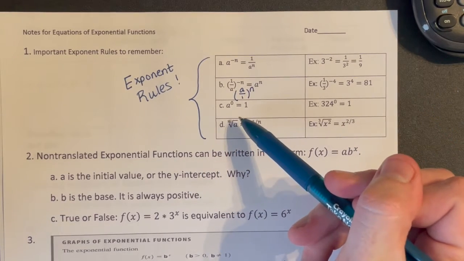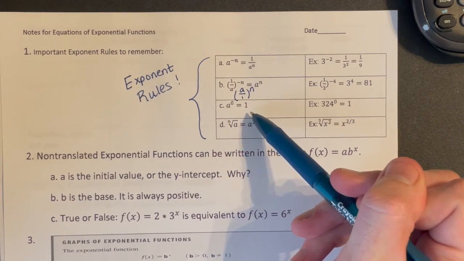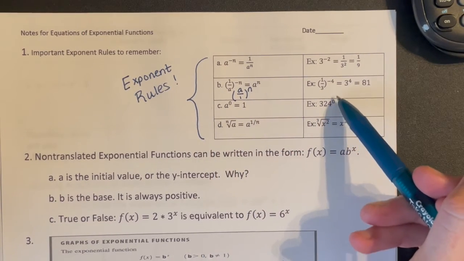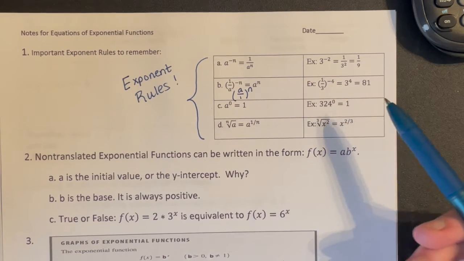The third property, we have anything to the 0 power is always 1. Doesn't matter what the base is. So this 324 to the 0 power, always going to come out to be 1.